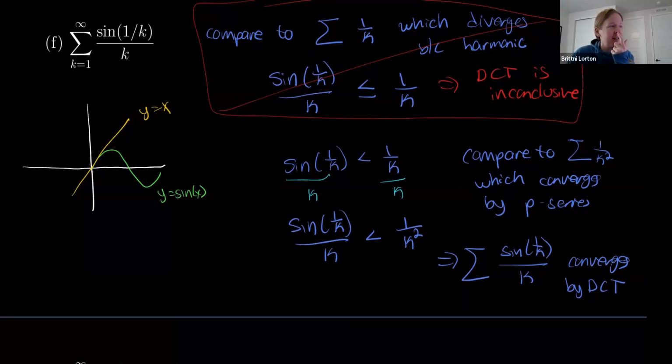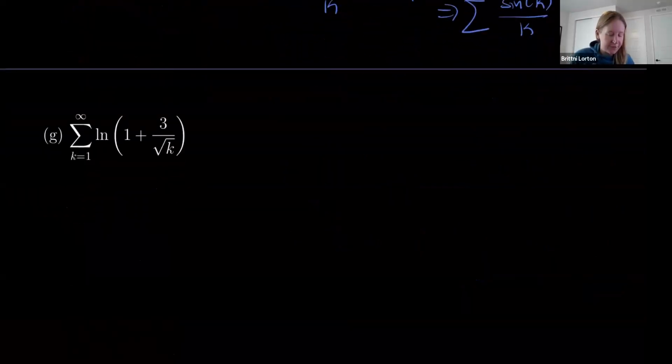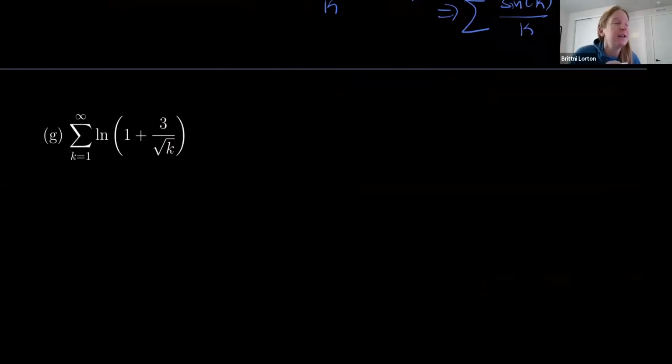Cool. All right, let's do another one. The next one is the sum from k equals 1 to infinity of ln of 1 plus 3 over the square root. This is one we haven't done before, so this is a good one.